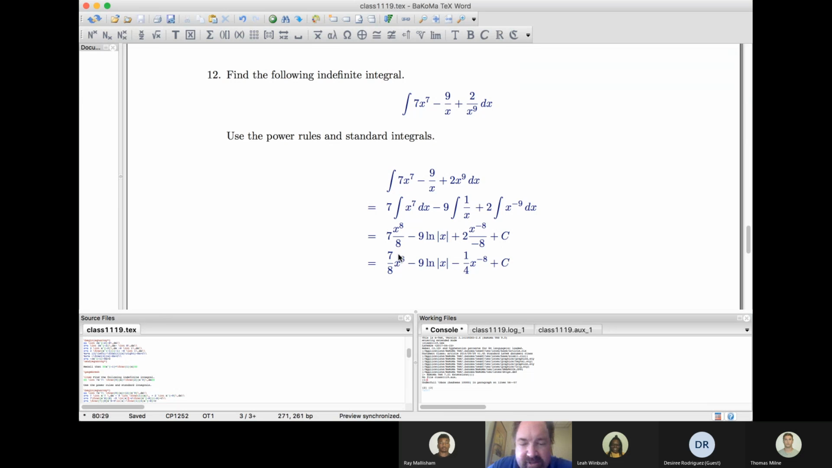Then it's just dealing with a constant. So we have 7/8 here. And then we have 2 over minus 8. So that's where the minus 1/4 comes from. And then we arrive at our final answer.